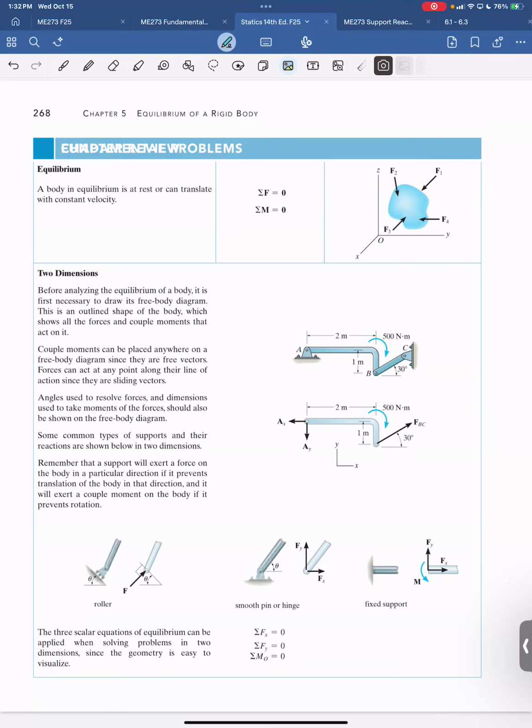So today's a review of chapter 5. It's about free body diagrams and equations of motion. Am I coming across okay in the back? Can you hear? Okay.